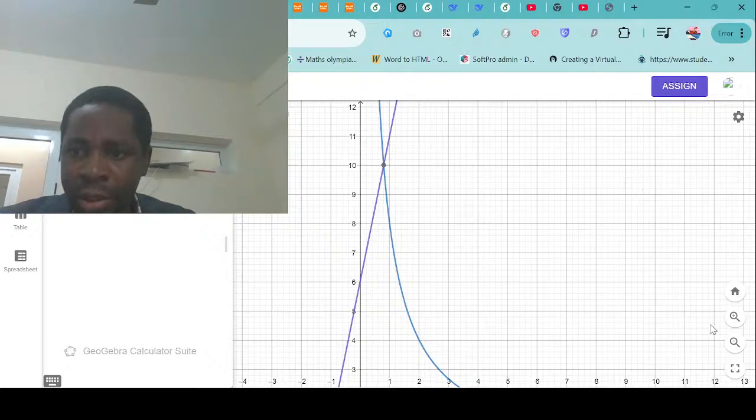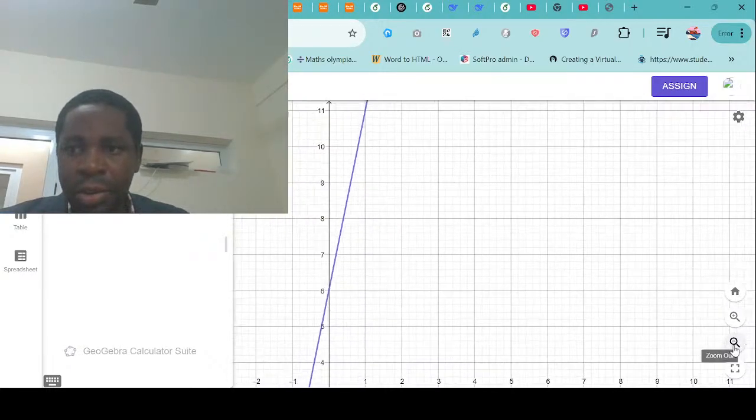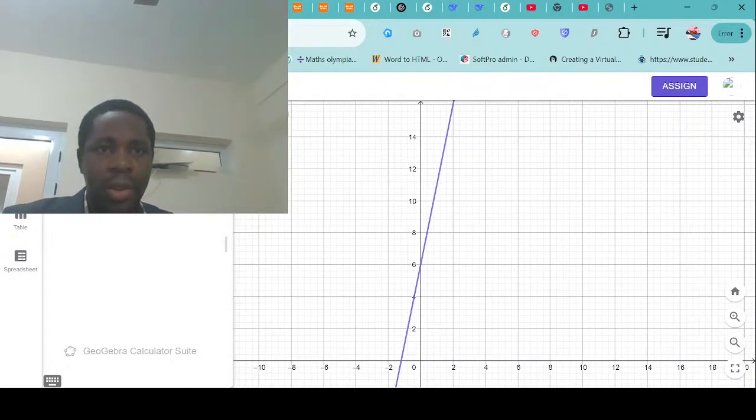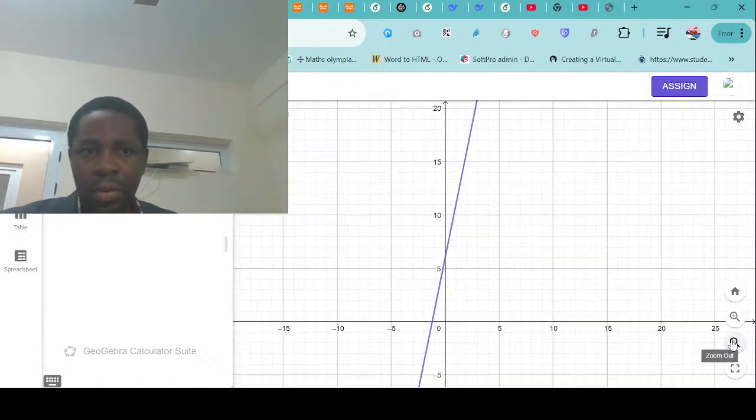Well, I can shrink this. Let me shrink this to be smaller. Check that again. Let me shrink it again. Okay.